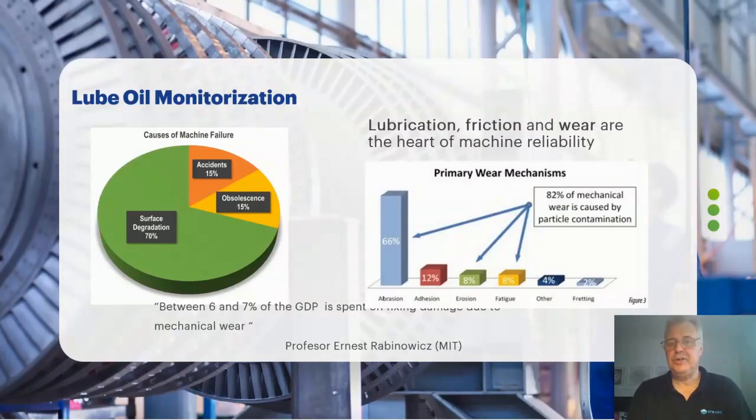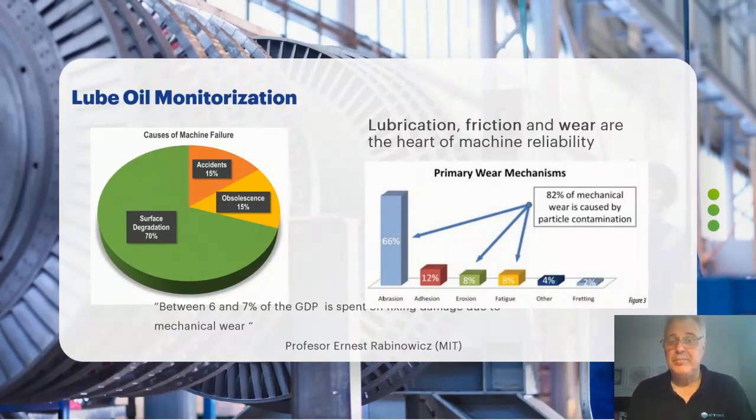If we take a look at the pie chart, we can now understand why lubrication, friction, and wear are at the heart of machine reliability. 70% of machine failures are due to surface degradation. This is mechanical and corrosive wear. The 70% can be split up into 50% mechanical wear, which would be abrasive, adhesive, fatigue wear, and the other 20% due to corrosive wear. Also, if we take a look at the graph on the right, 82% of mechanical wear is due to contamination. Let's not forget that contamination is also the principal cause of lubricant deterioration and its subsequent performance drop.